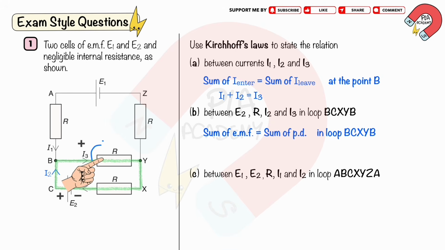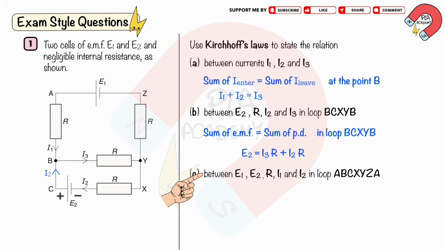So, the PD across this resistor is I3R. The current I2 flows through this resistor R in the same clockwise direction as the current driven by E2, so I2 is positive. So, the PD across this resistor is I2R. So, E2 equals I3R plus I2R.